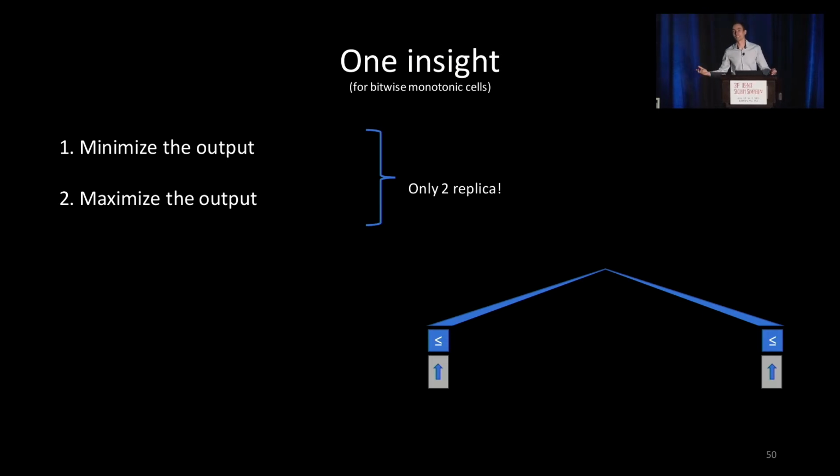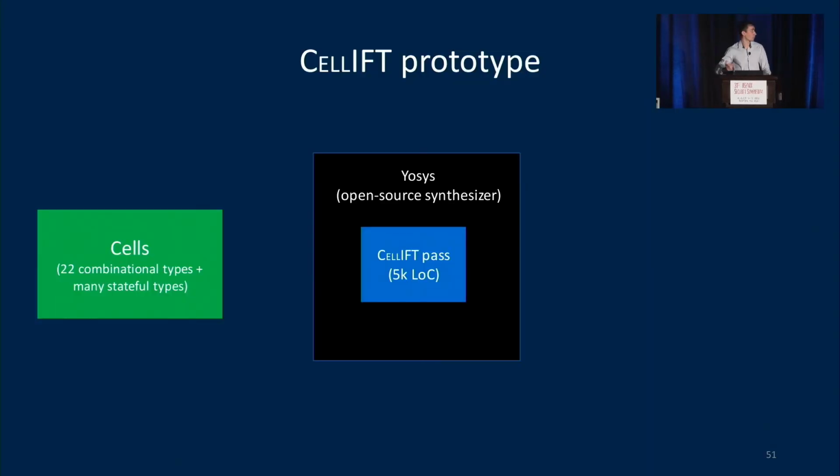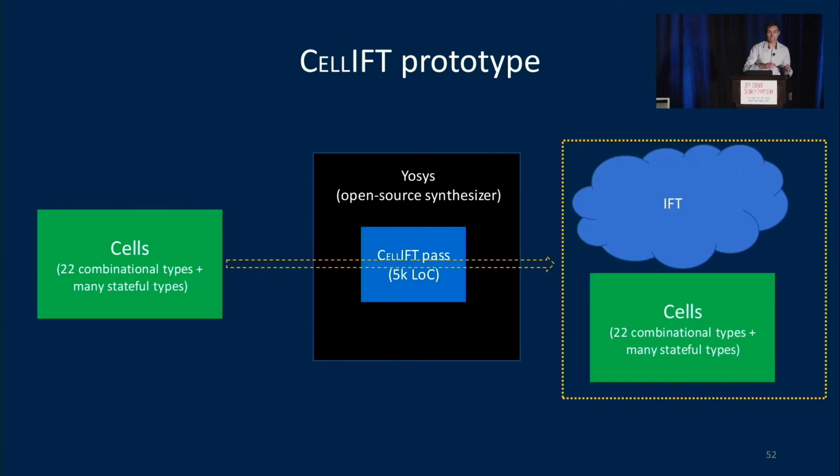Of course, this was for a simple case. We have 3 properties for a total of 22 combinational cell types, and also many variants of registers, for example. So our implementation is a pass in the open source synthesizer Yosys. For the people who are not familiar with that, this is the equivalent of LLVM for hardware, more or less. So we just take a design as an input on this side, and this design is a netlist of cells, idiomatically. And we output another design, which is the same design, but plus information flow tracking logic around it, a bit like I explained at the beginning.